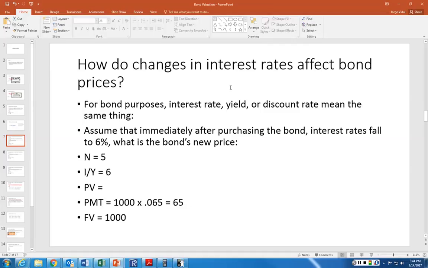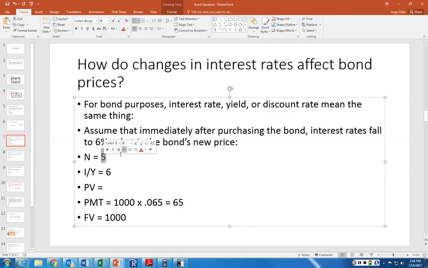What is the effect of rates on bond prices? Assume that immediately after you buy the bond, rates fall to 6%. They used to be 8. So it's immediately after, so n equals 5 still. IY is now 6%. The payment is still 65. Par value never changes, 1000.